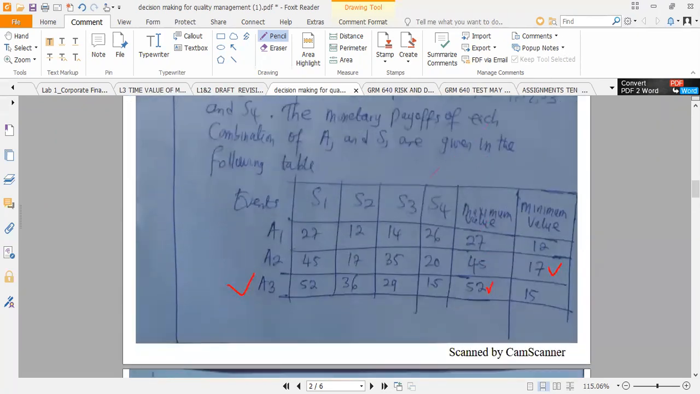Then when we go to the regret table, we identify the highest number in each column and we subtract it. So here our highest number is what? 52.